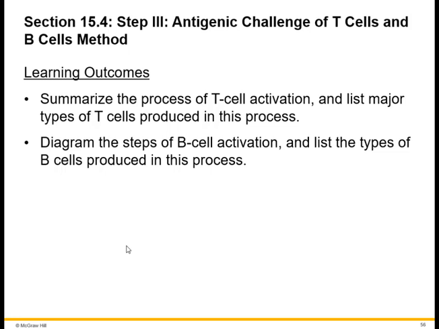So in section 15.4, we're looking at step 3, the antigenic challenge of T cells and B cells. In this section, we are going to look at what happens when the presentation of the antigen occurs and they activate the B cells and the T cells, and what kind of cells are produced by the B cells and what kind of cells are produced by the T cells. So we're going to look at both the CD4 and the CD8 cells, and then we're going to look at the B cells.